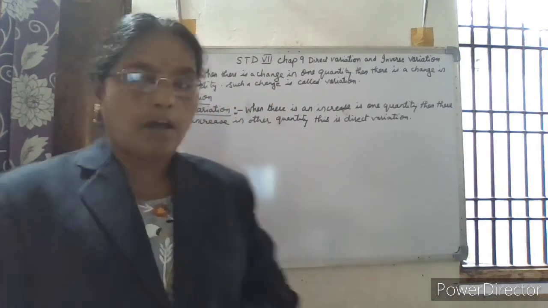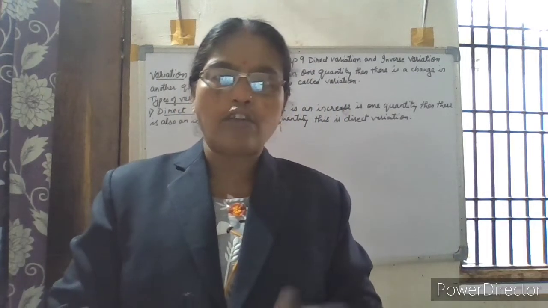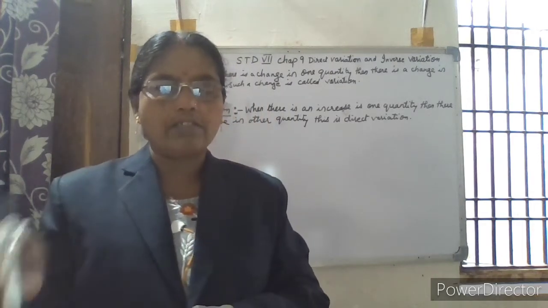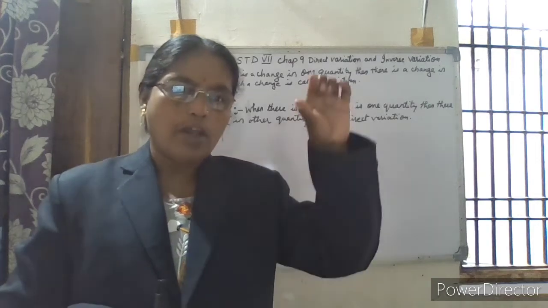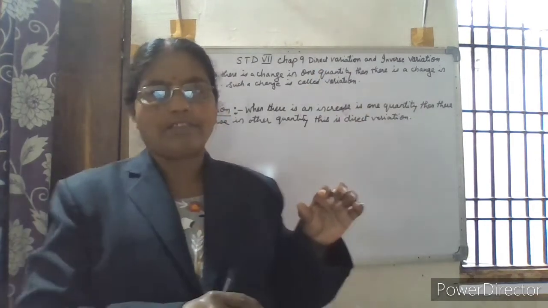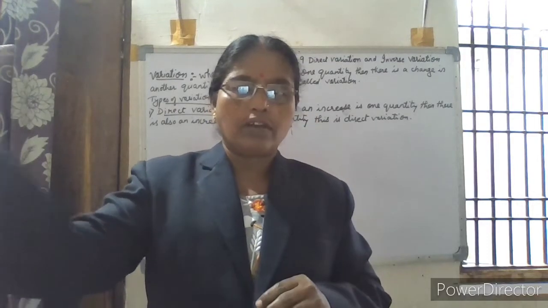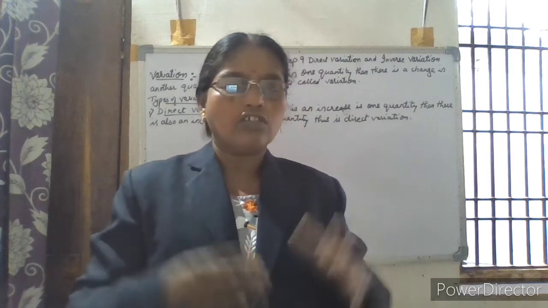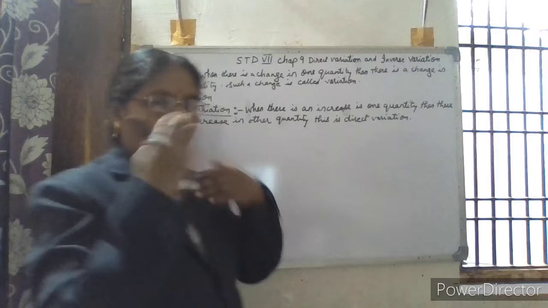For example, if you buy 2 pens from the shop and you are paying 10 rupees. In the same place, if you are buying 4 pens, you have to pay 20 rupees. So, number of pens 2 and this is 10 rupees. When the number of pens increases to 4, then the cost also increases. So such changes, when there is a change in one quantity, there is a change in another quantity.